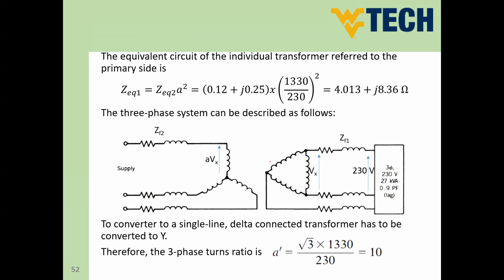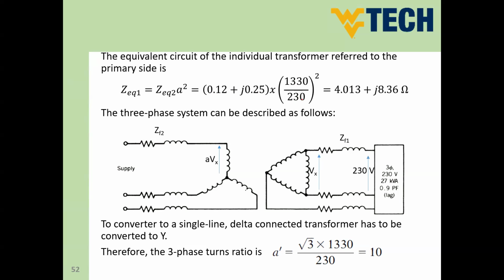So this is the solution of the textbook. We will see and analyze this solution, and if we have another idea or can solve it another way, we will discuss it together. The equivalent circuit of the individual transformer referred to the primary side is, first, he referred the impedance to the primary side. So this is the equivalent impedance of the transformer, and this is the turns ratio of the single-phase transformer. So he referred this impedance from the secondary or low voltage side to the high voltage side.